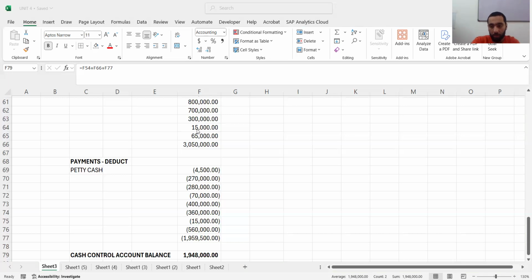Right, okay. So let's move on to the next requirement. What is the requirement? Amended cash control account balance as at 31st January 2023. So how will you do this? Does anyone have an idea about how to do this?